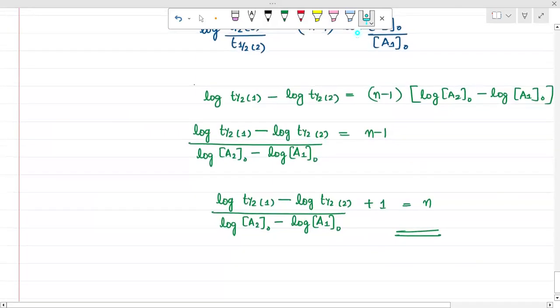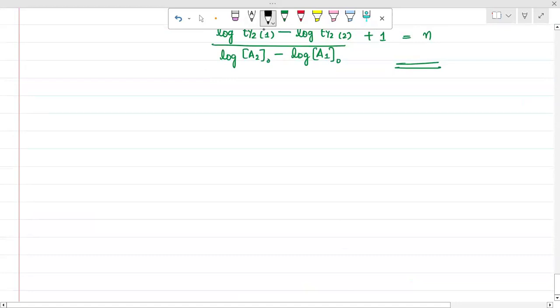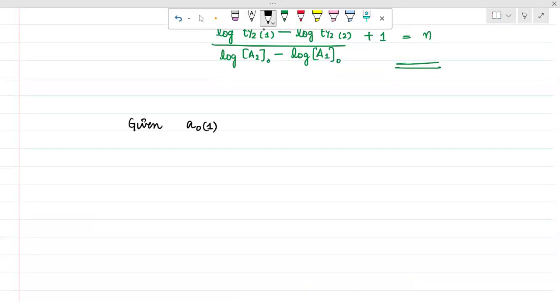Okay. So what is given? In the question, it is given that the initial concentration, let's take it as a naught, small a naught. This was our initial concentration. And then they're saying that after a while, this concentration was reduced by 3 times. Correct?